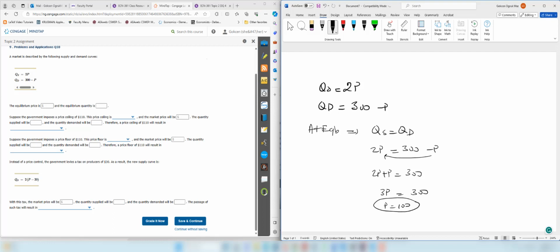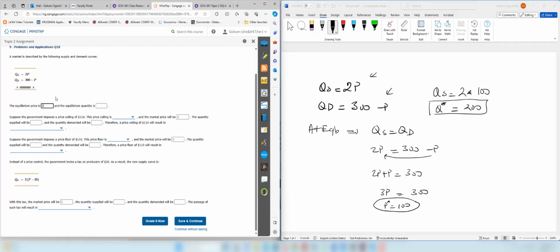In order to find equilibrium quantity, you can either plug P here or here. Doesn't matter. You are going to get the same result. QS is equal to 2 times 100, and in this case it's 200. So the equilibrium quantity is 200 and equilibrium price is 100. So let's type it, 100 and 200.